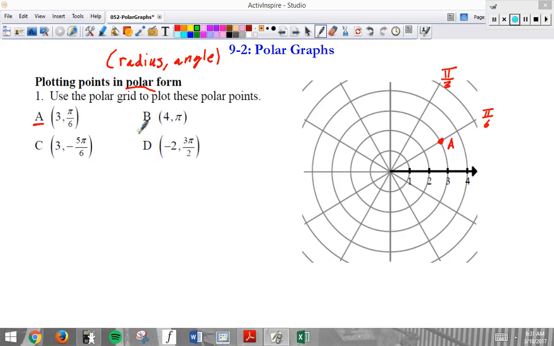I'm going to do it first for B. So here again, the angle method. The angle method would be going the angle first. So where is the pi angle in this plane? Pi away from, we're always starting here, is this line. So I go pi away, I rotate pi, and then I go 4 away from the pole. 1, 2, 3, 4.